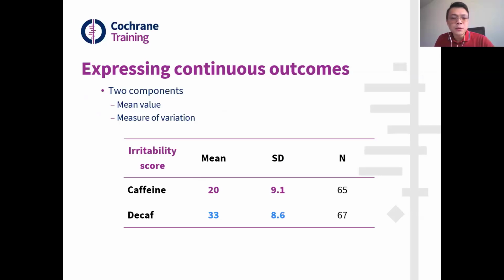So to summarize continuous outcomes in a group of people, for example, here in our table, we have the caffeine group and their irritability score, and we have the decaf group and their irritability score. To summarize continuous outcomes, we typically use two key parameters: the mean value or the average score, and the standard deviation or the SD, which is the measure of spread or variability of the data around the mean. So it shows us how much individual values differ from the average.